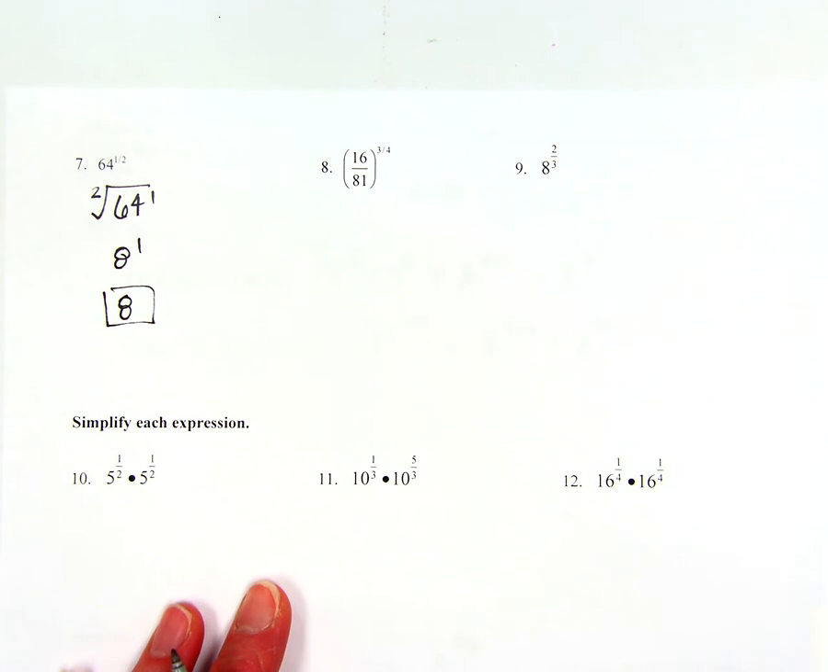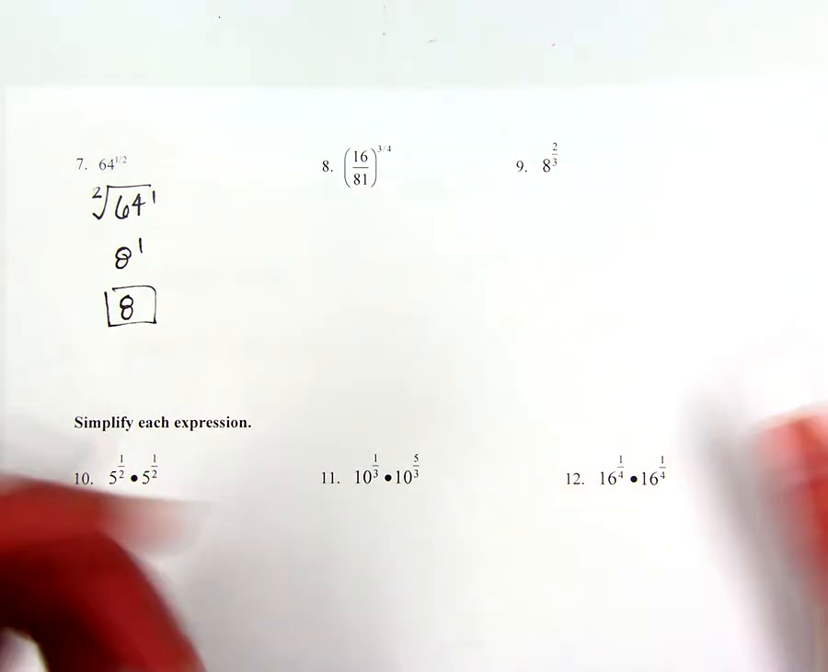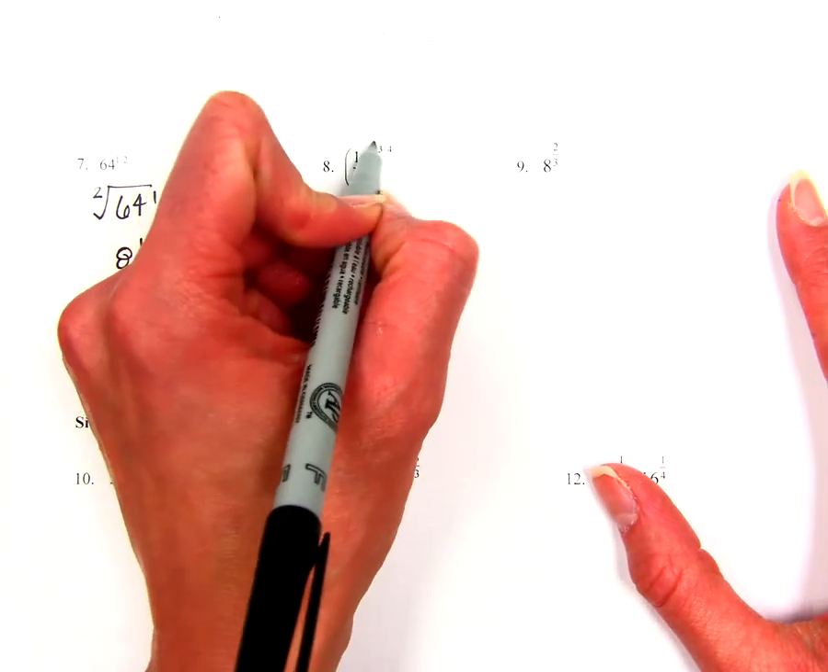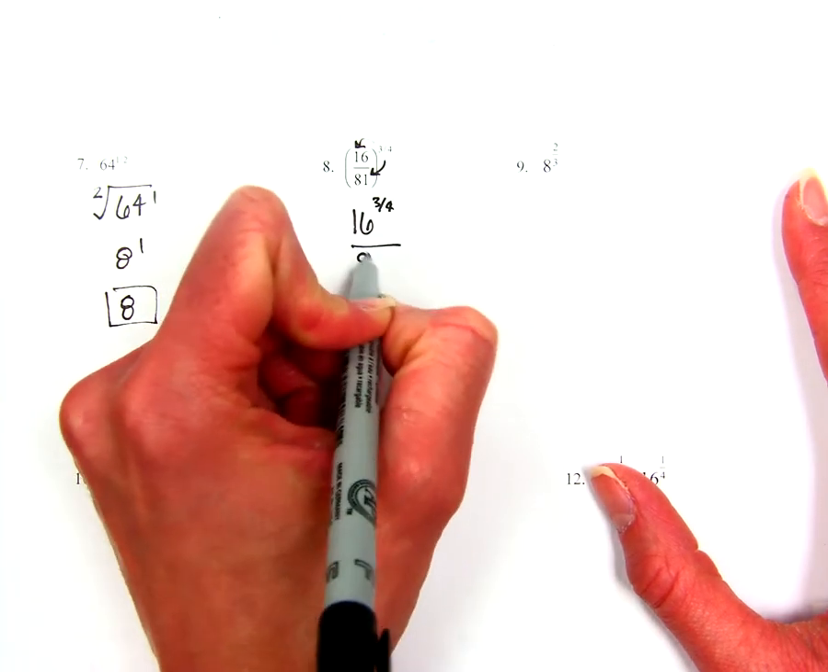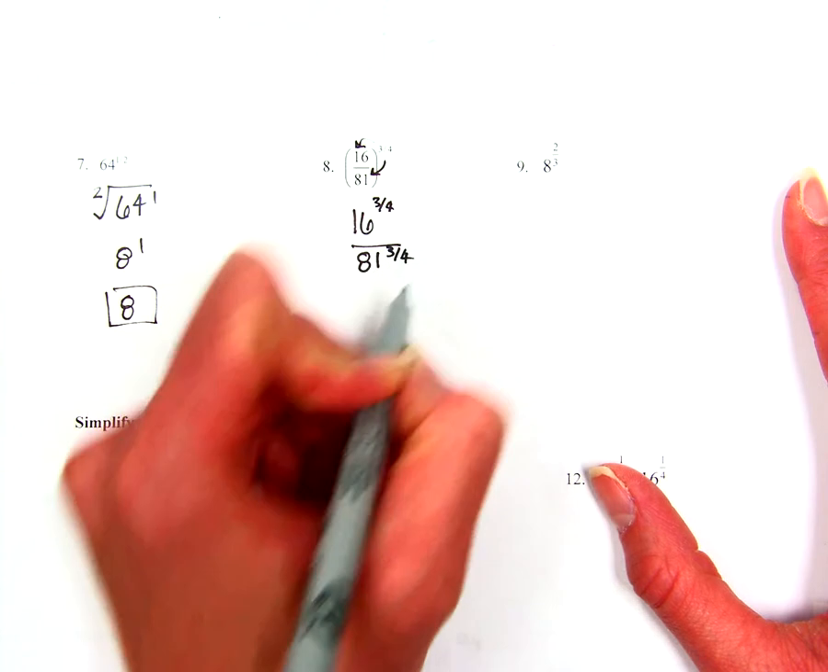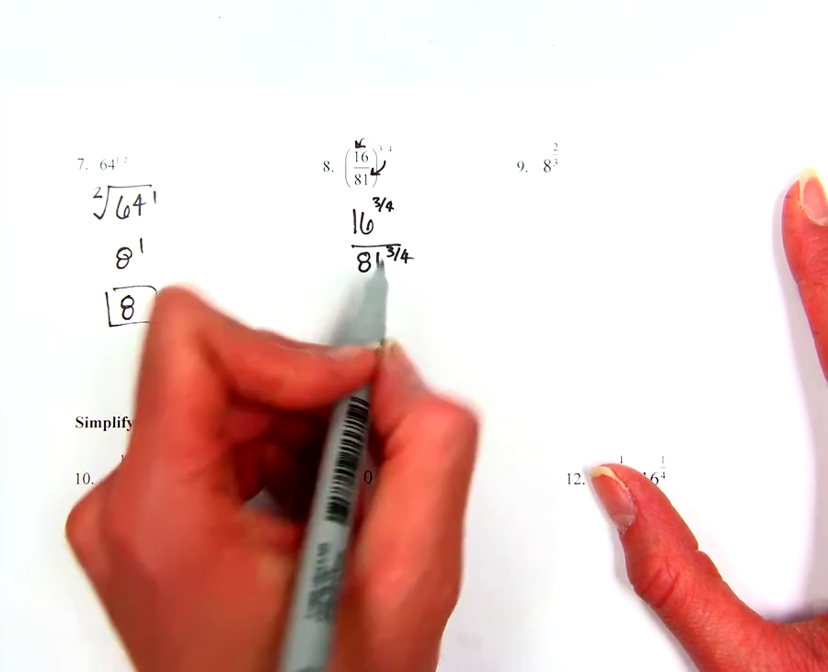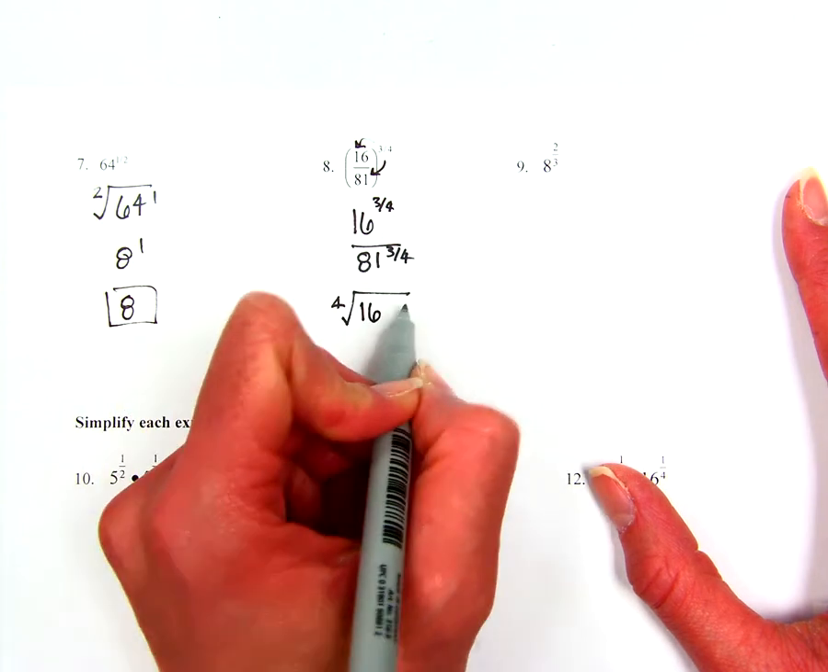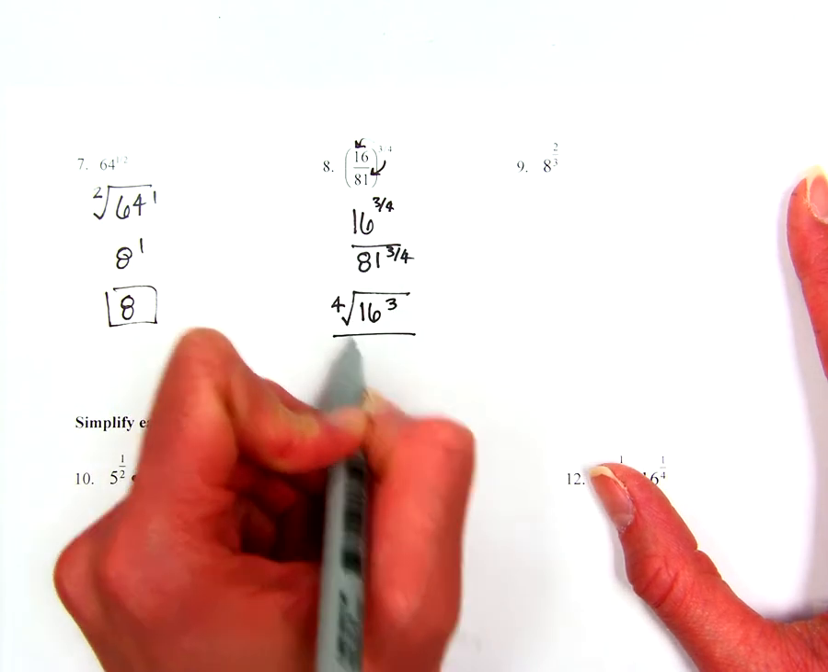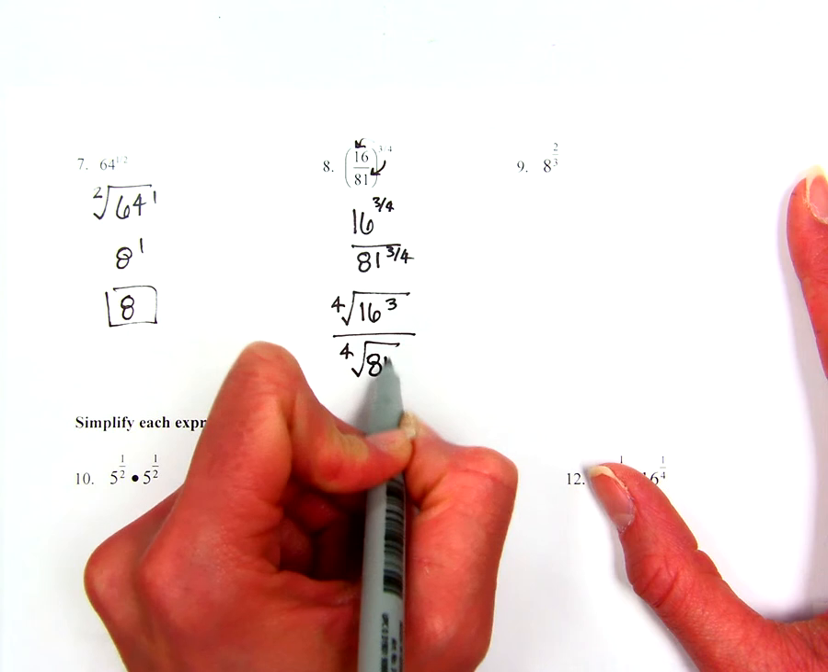All right, so some of these simplify really nicely. Other times you have a lot of stuff left over. All right, so this means that each thing inside the fraction is raised to the 3/4 power. So I'm going to convert these into radicals because I think it makes a little more sense to see it in this format. So I have a denominator of 4. It's the 4th root of 16 cubed. And the 4th root of 81 cubed.